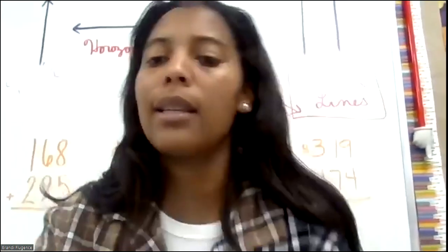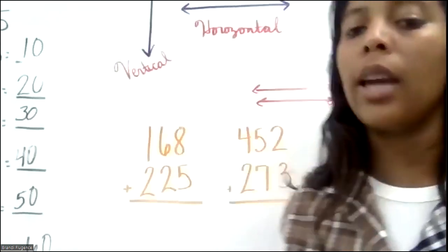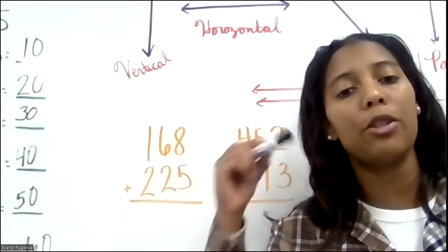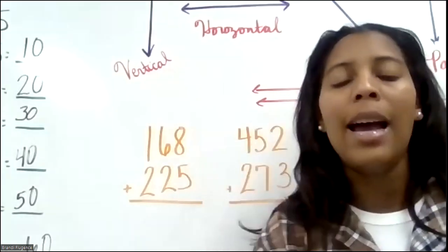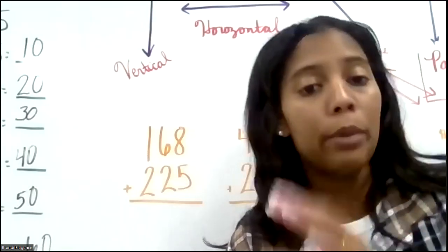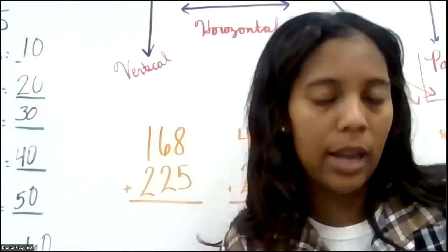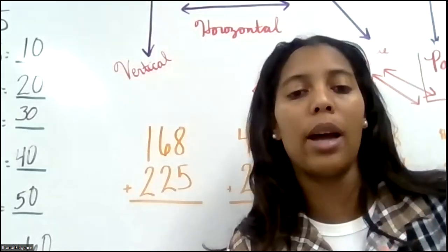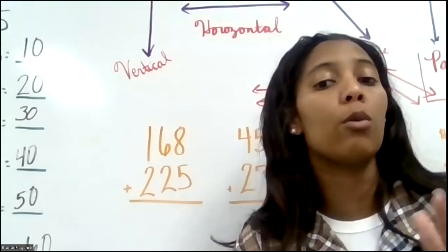All right, next thing I want to discuss. Guys, we have been practicing double-digit addition for a while. Today we're going to introduce triple-digit addition. It is similar to double-digit, except now you're adding three-digit numbers. The one thing that makes this a little different is the carrying over. You have to make sure you're carrying over to the right column.